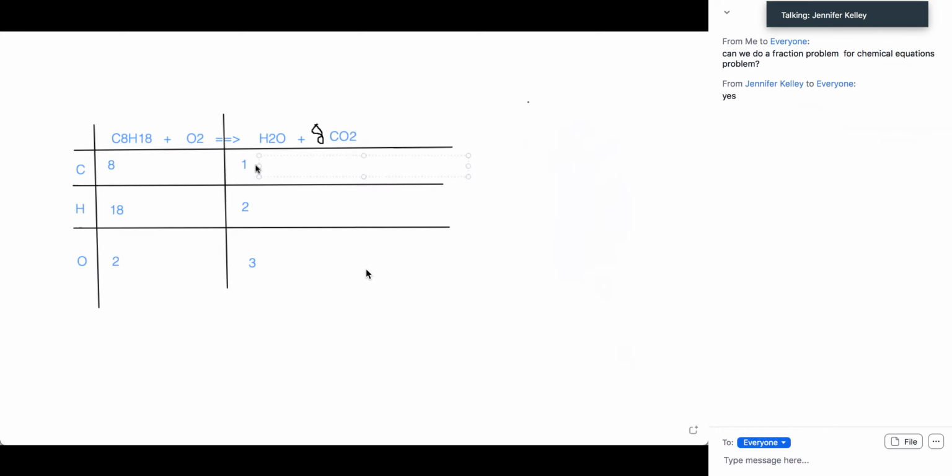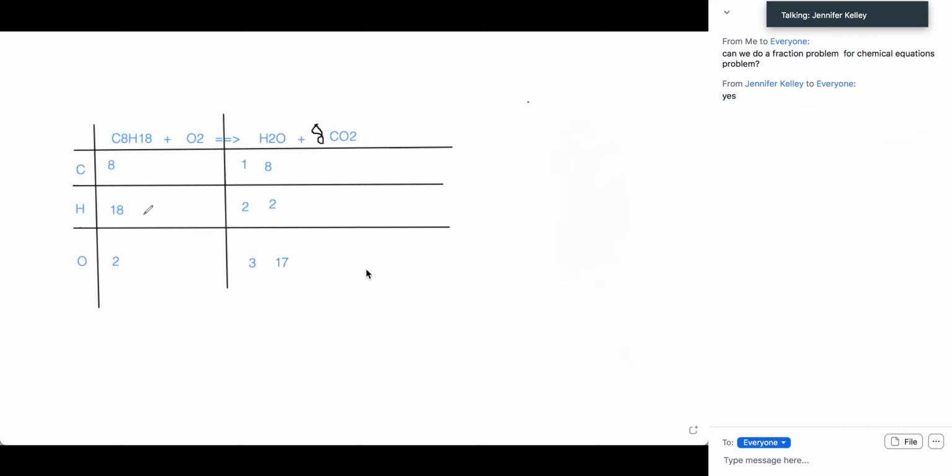So on the right, now I have 8 carbon, still have 2 hydrogen, and I have 17 oxygen, because it's 8 times the 2 oxygen in carbon dioxide plus the 1 oxygen in water. So now I'm going to balance the hydrogen.